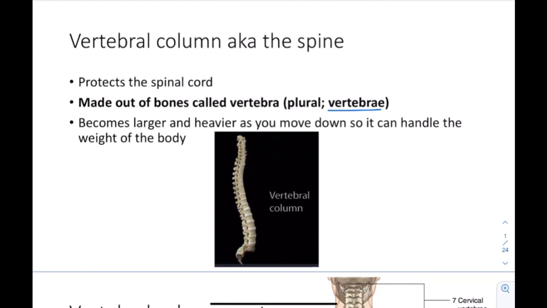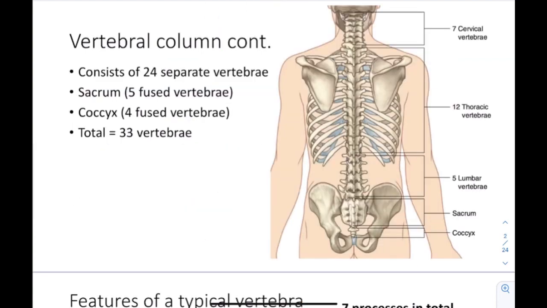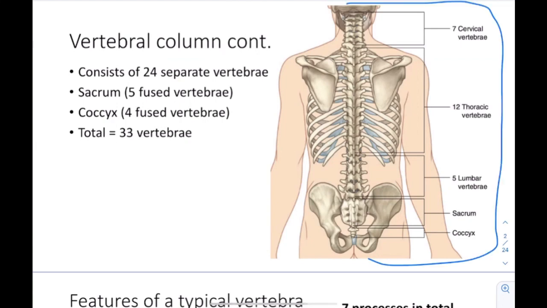The vertebral column becomes larger and heavier as you move down, so it can handle the weight of the body. So the vertebral column, as you can see here, this entire thing is the vertebral column. It consists of 4 separate regions: 7 cervical vertebrae, 12 thoracic, and 5 lumbar.